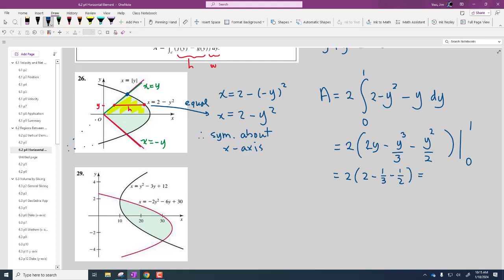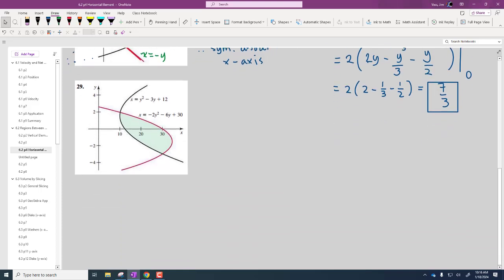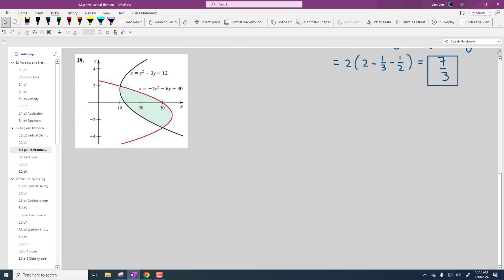Seven over 3? I don't know. Somebody double check. Sometimes it's good to have a scientific calculator. 7/3. 7/3, right? Yeah. Oh, good. Even blind squirrels.